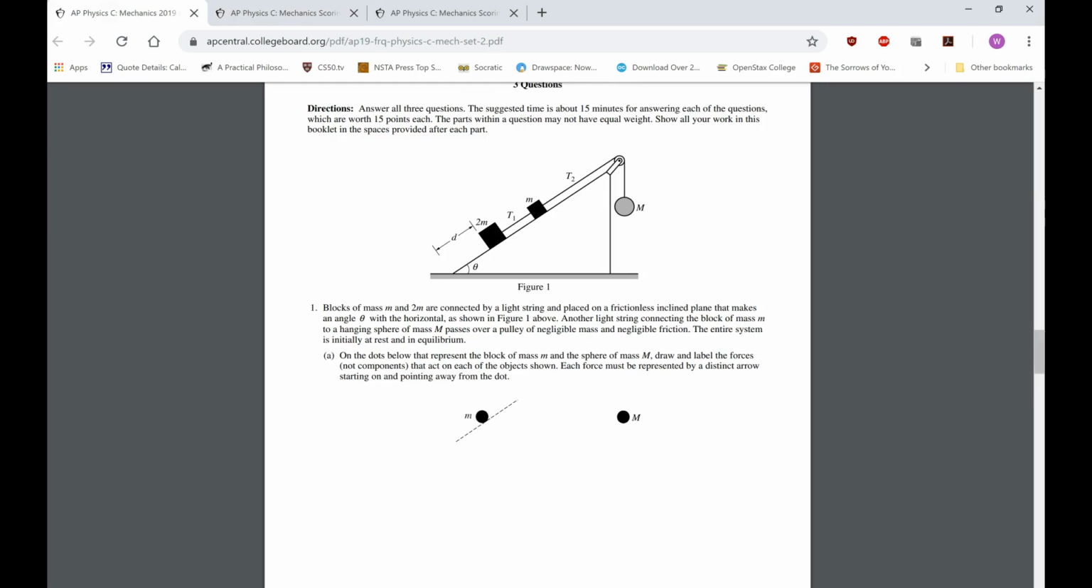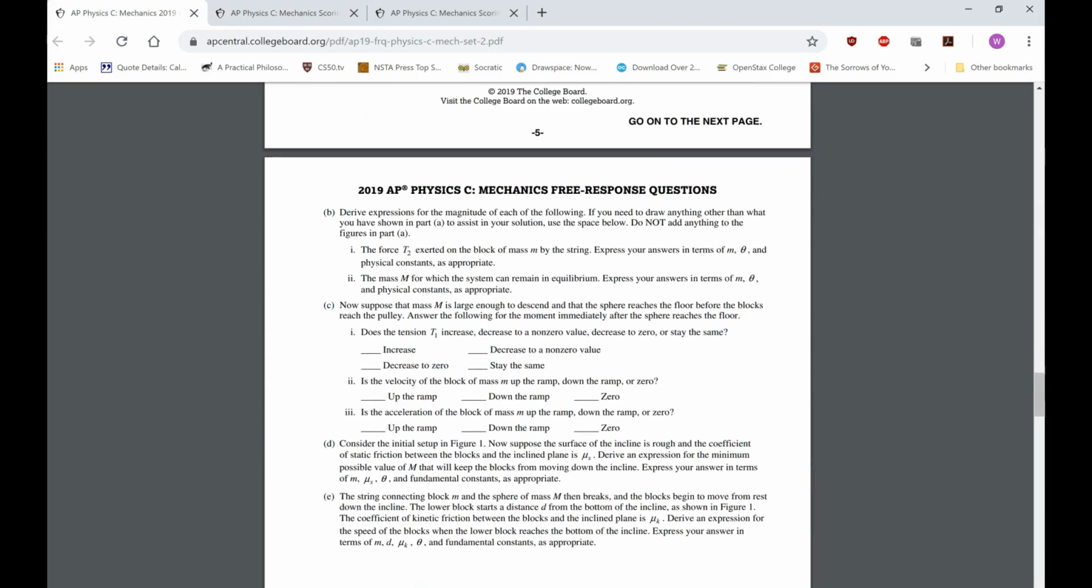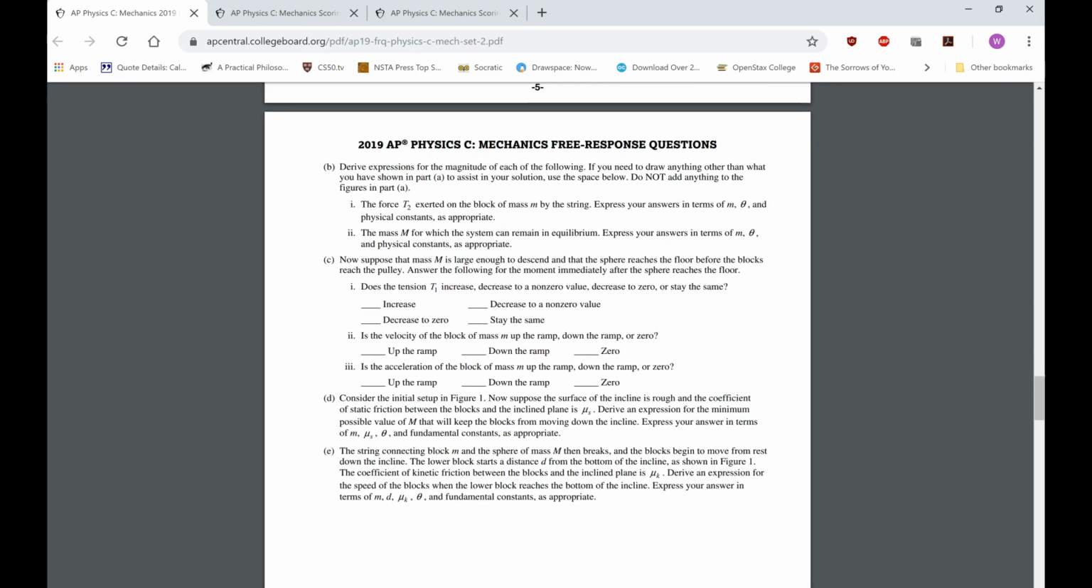All right, let's continue. So on the next slide, we were asked to derive the expressions for the magnitude of each of the following. If you need to draw anything other than what you've shown in part A to assist your solution, use the space below. Do not add anything to the figure. So what this is saying is don't add any components to your original free body diagram, right? So be careful about that.